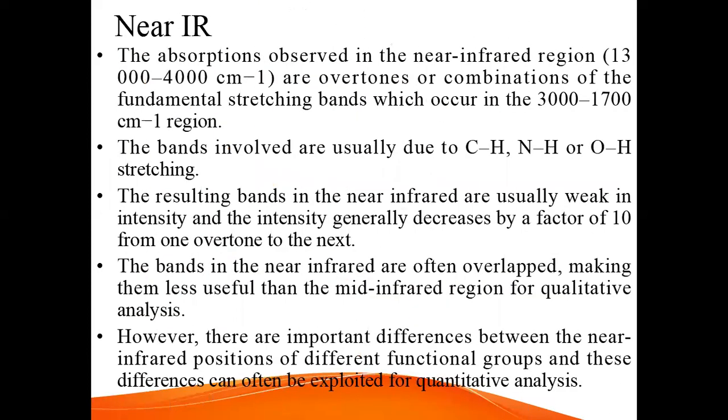Near IR. The absorption observed in the near-infrared region lies between 13,000 to 400 per centimeter, or overtones or combinations of the fundamental stretching bands which occur in the 3,000 to 17 per centimeter region. The bands involved are usually due to carbon-hydrogen, nitrogen-hydrogen, or oxygen-hydrogen bond stretching. The resulting bands in the near-infrared are usually weak in intensity, and the intensity generally decreases by a factor of 10 from one overtone to the next.